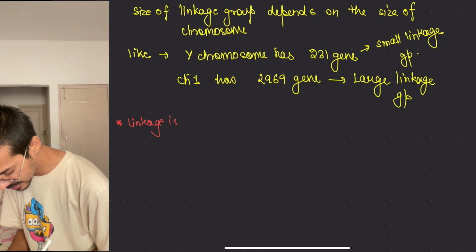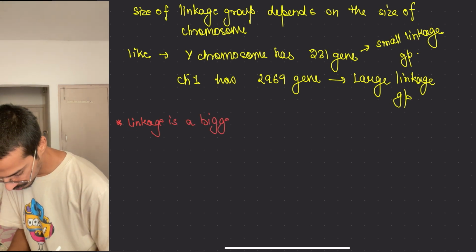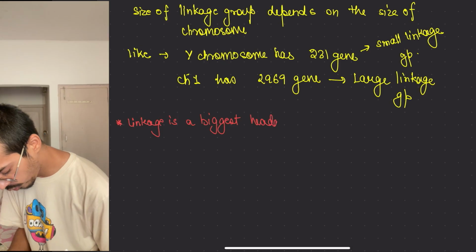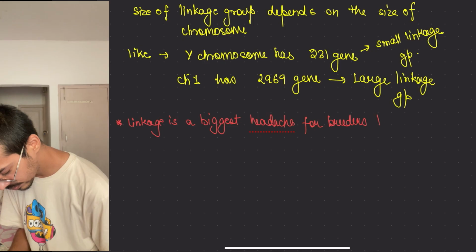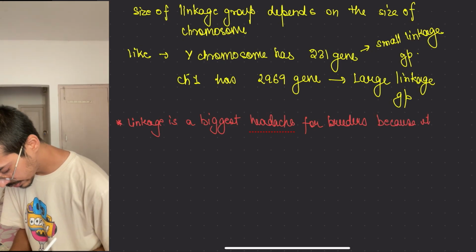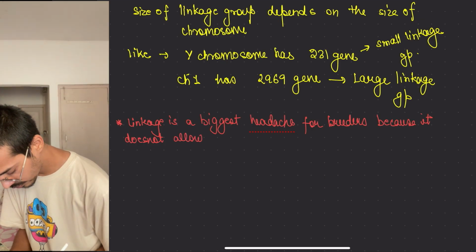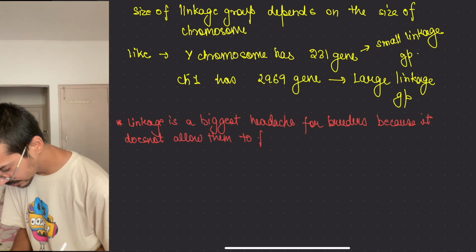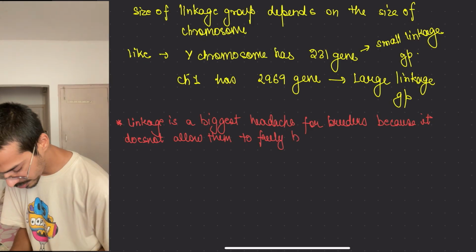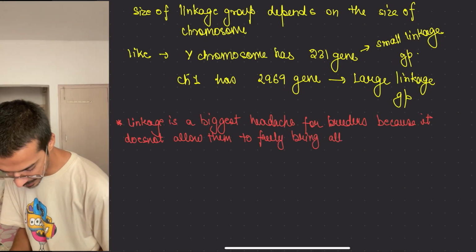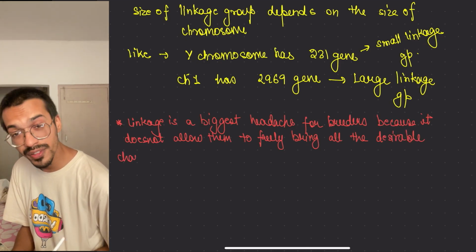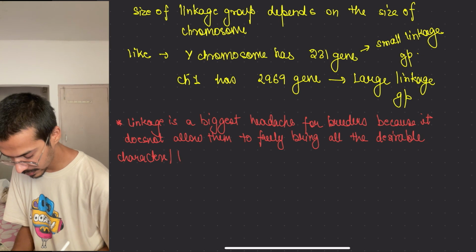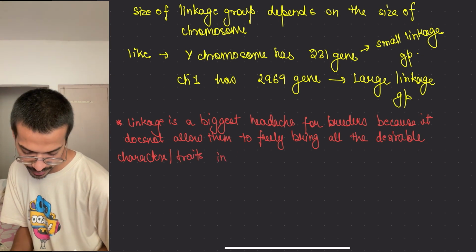Okay, so we will remember this fact that linkage is the biggest headache for breeders because it does not allow them to freely bring all the desirable characters, or we call them traits, into one variety.